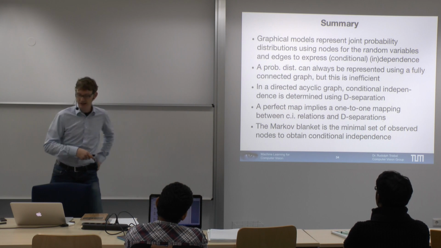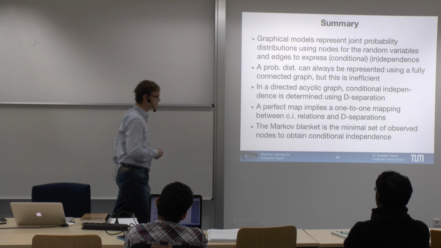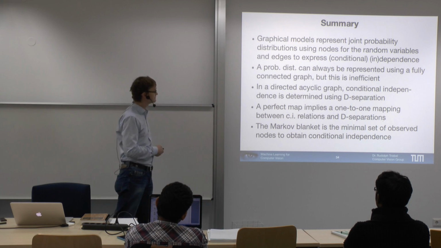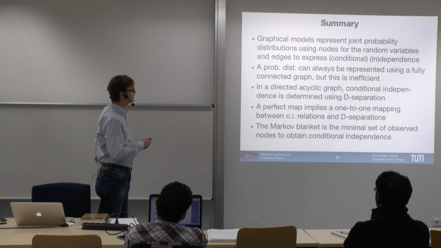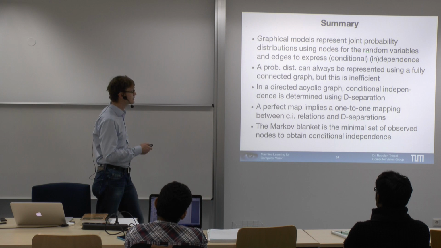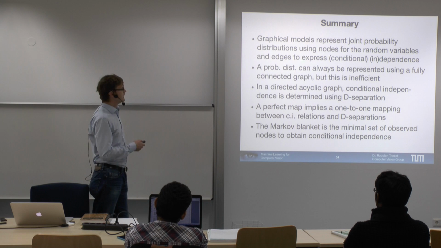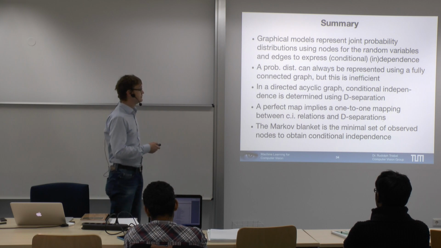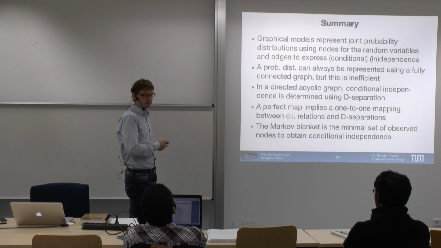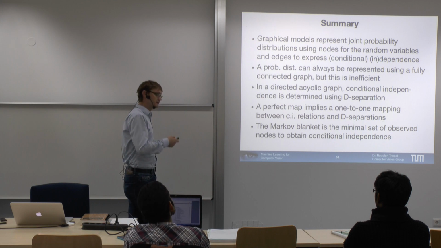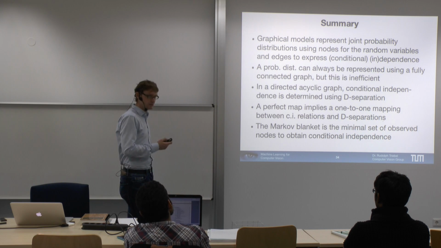So now, first I summarize this first part, which is on directed graphical models. First of all, graphical models represent joint probability distributions using nodes for the random variables and edges to express the conditional independence. A probability distribution can always be represented using a fully connected graph, but this is inefficient, right? So adding more edges to any graph is no problem at all, right?